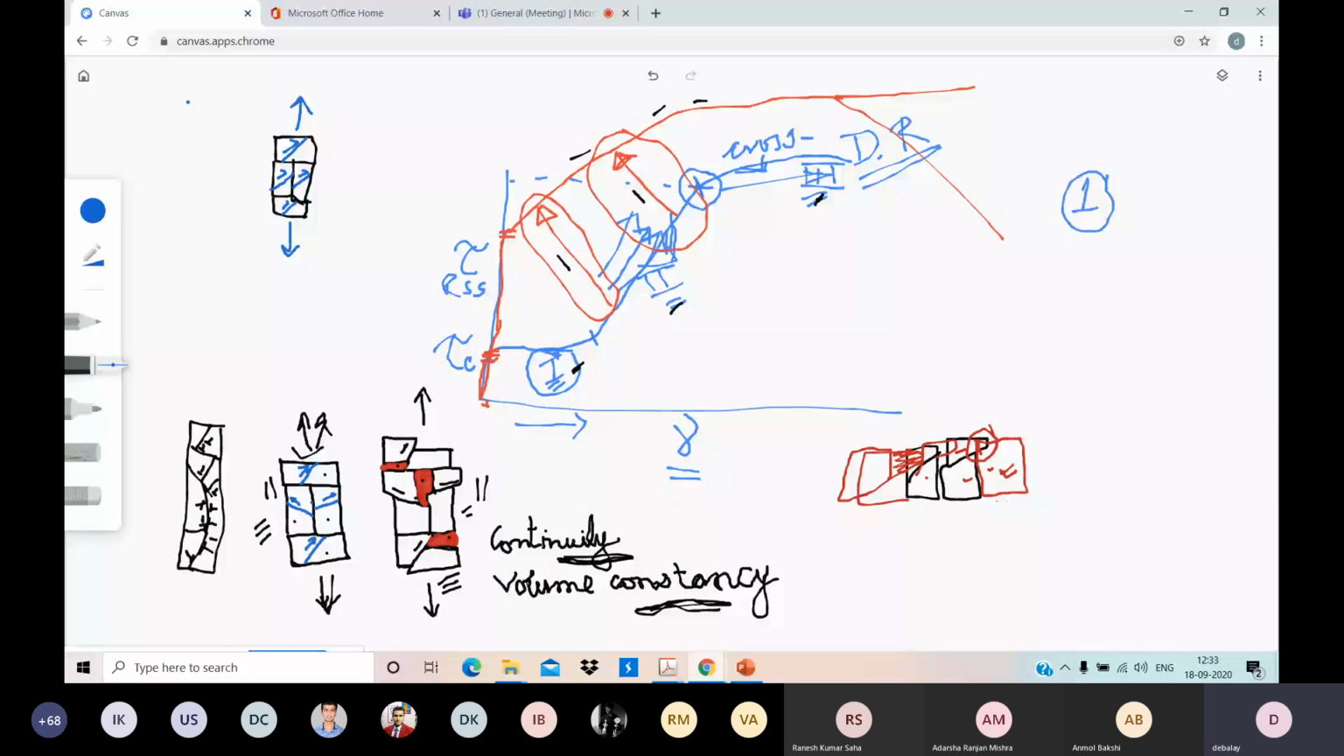When there is a preferred orientation, if this is the situation, will the deformation of the polycrystal be easy or difficult? The way I am drawing them, will it be easy or difficult? It will be easy, because I am showing all of them at 45° to the loading direction. So all of them will deform. Easy.